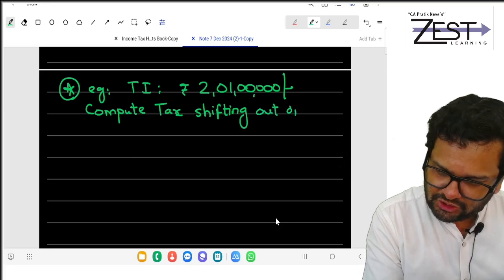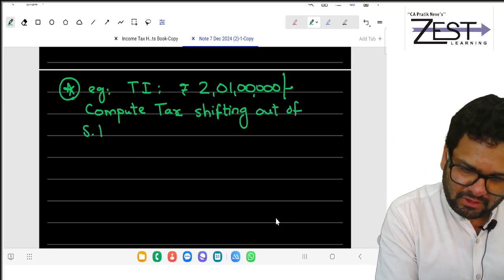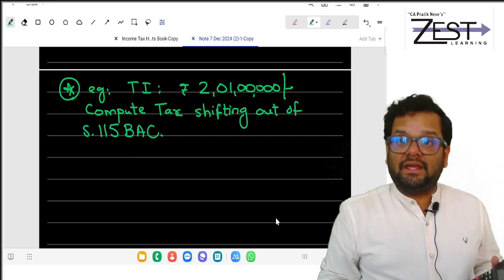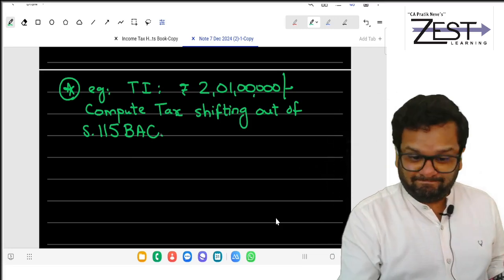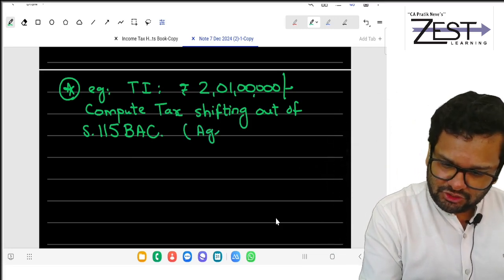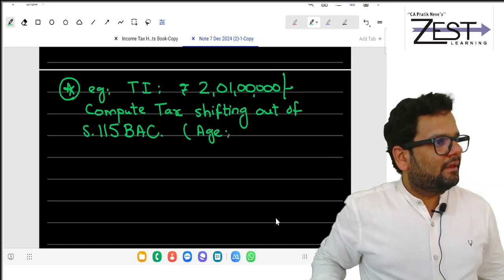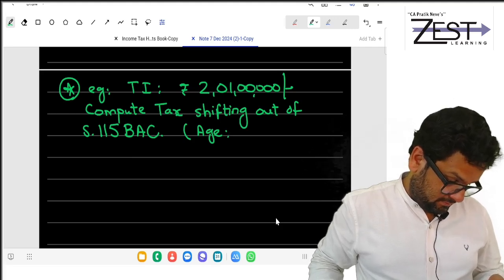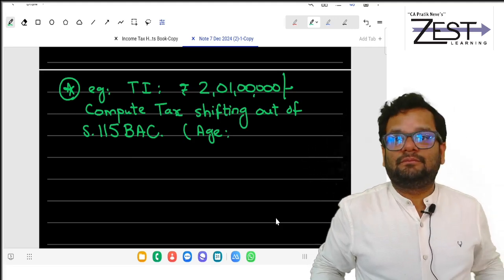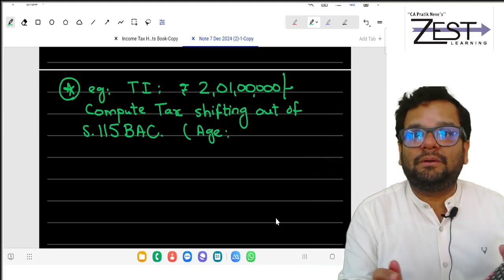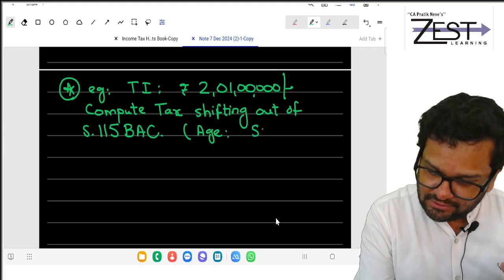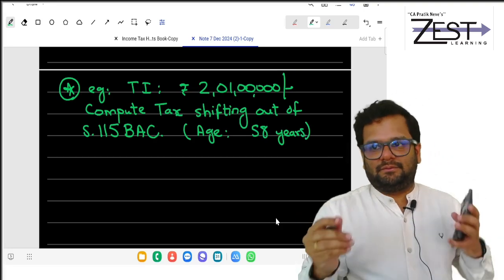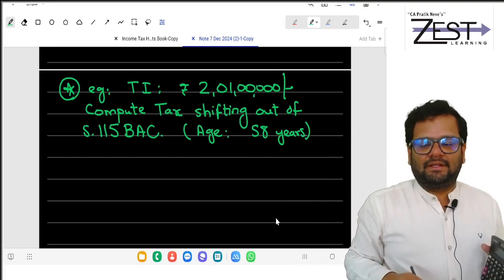Shifting out of section 115BAC. Age. So I should tell you age. Age suddenly becomes relevant. 58. What happened? Age is 58 years. Start. Start doing it.